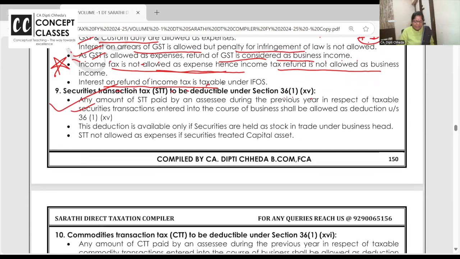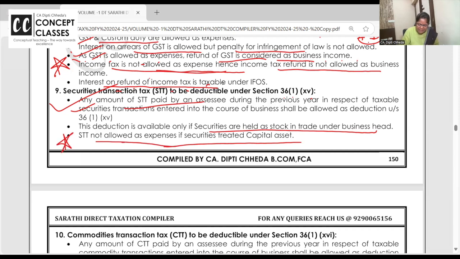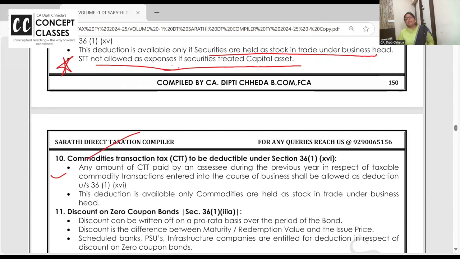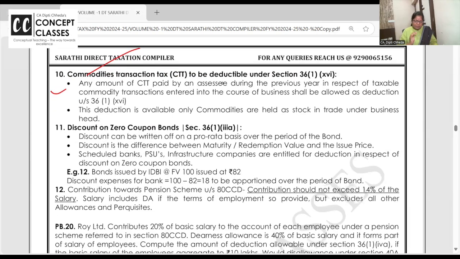STT, section 36(1)(xv). Securities transaction tax you pay while you buy and sell shares. But if buying and selling the shares is your stock in trade, then STT is allowed. If you hold the shares as capital asset, very important, STT is not allowed as expense if you hold the securities as your capital asset. Same way CTT. Commodity transaction tax you pay on crude oil and some metals. If commodity trading is treated as business, with opening stock, purchase, sale, then CTT is allowed, otherwise not allowed.